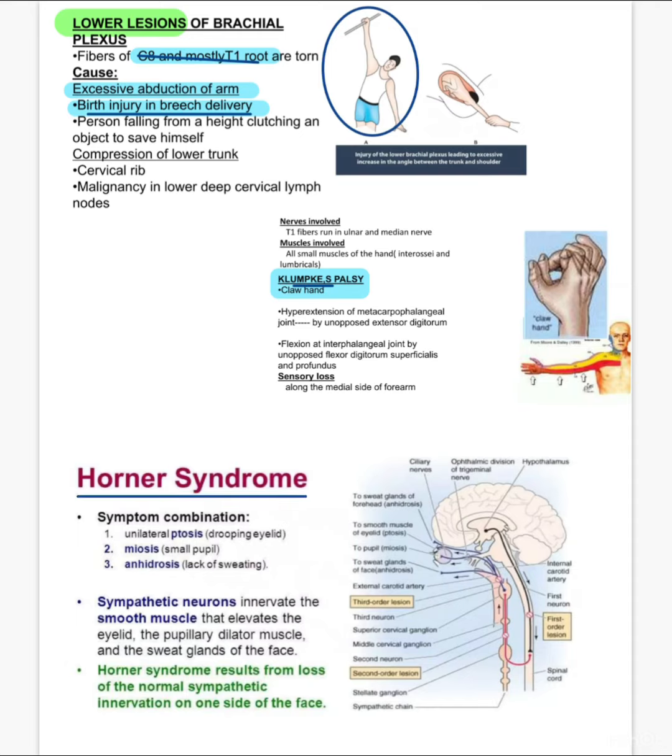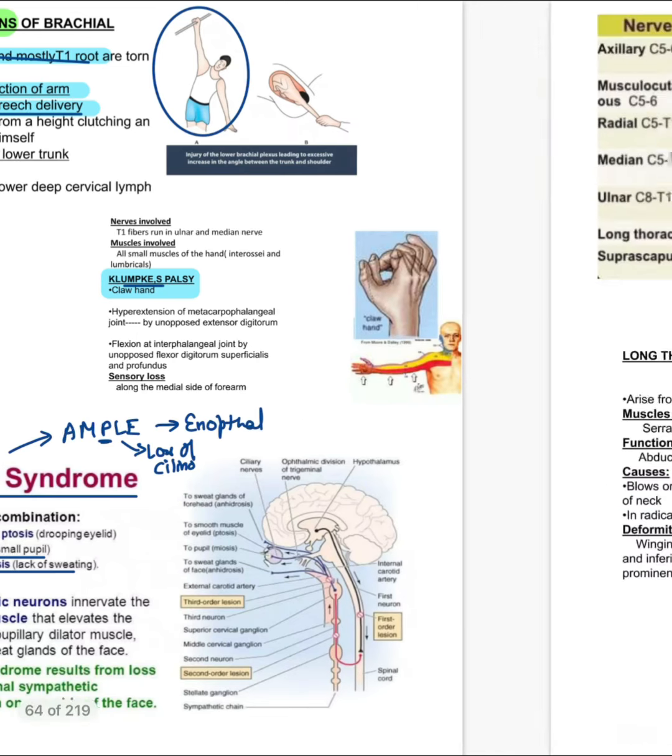Then coming on to your Horner syndrome, where you have a sympathetic neuron problem, guys. The mnemonic is AMPLE. A for anhydrosis, that is your lack of sweating. M for miosis, that is pinpoint constricted pupils. P means ptosis, that is drooping of the eyelid. L means loss of ciliospinal reflex. And E means enophthalmos. Again, an important question, guys, that you need to know.